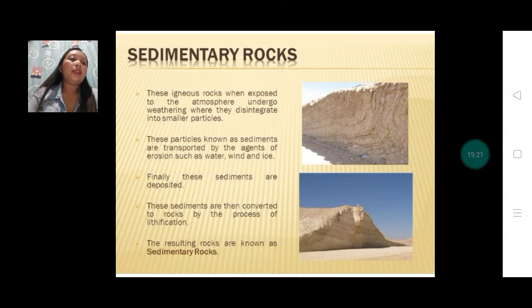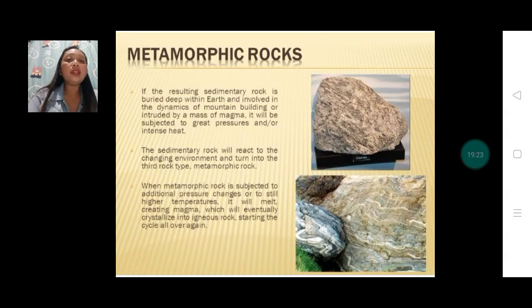So, the sedimentary rocks. Okay, so now let's find out the metamorphic rocks. So, if the resulting sedimentary rock is buried deep within the earth and involved in the dynamic movement of a mass of magma, it will be subjected to great pressure and or intense heat. So the sedimentary rock will react to the changing environment and turn into the third rock type, which is the metamorphic rock.